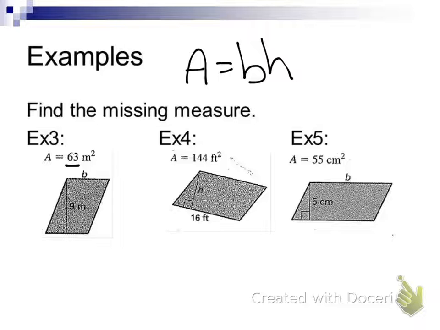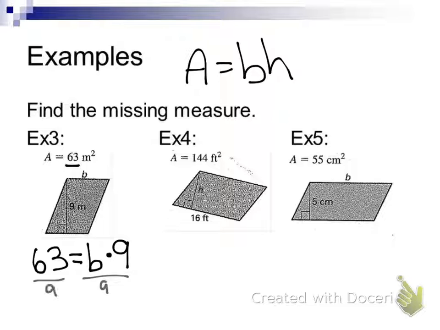So in example 3, the area is 63. So instead of A in your formula, just write the 63. Equals base. We don't know the base. And the height is 9. Yep. The way you get rid of multiplying by 9 is to divide by 9, and then B would be 7. Very good. We're talking about meters here.